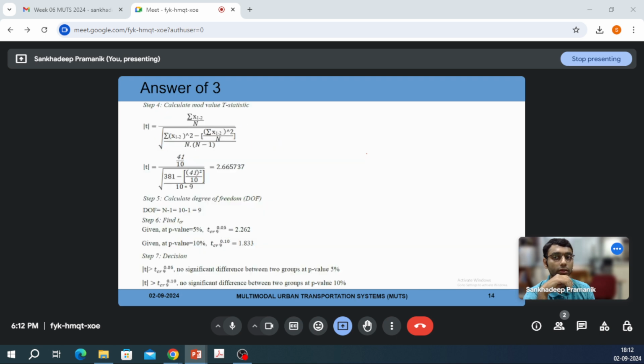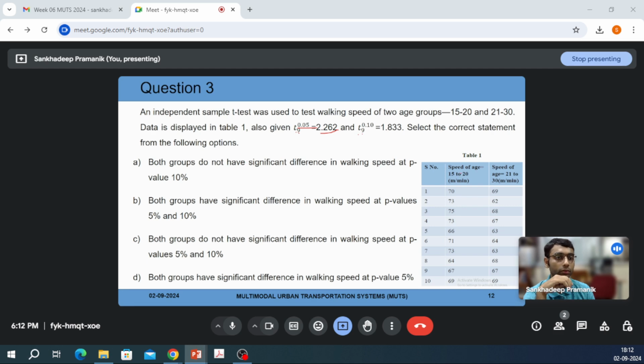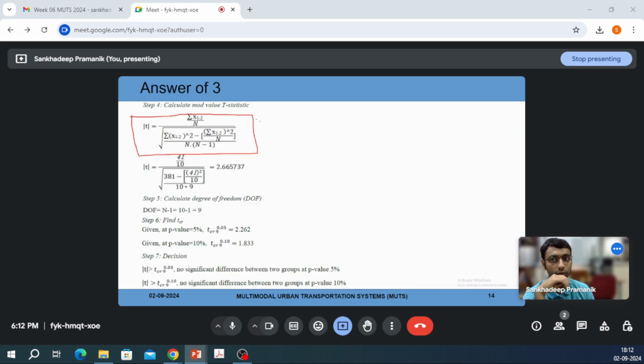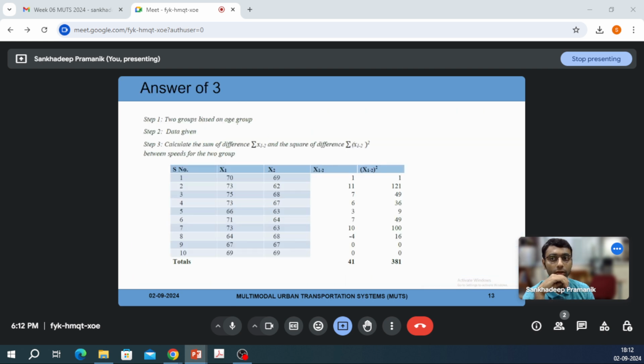So we know that the formula for T statistics is this one. Now we know the x1 and x2 for two groups. So the first step is to calculate the sum of difference x1 minus x2 and the square of difference, that is x1 minus x2 square. So this one is x1 and x2 given.